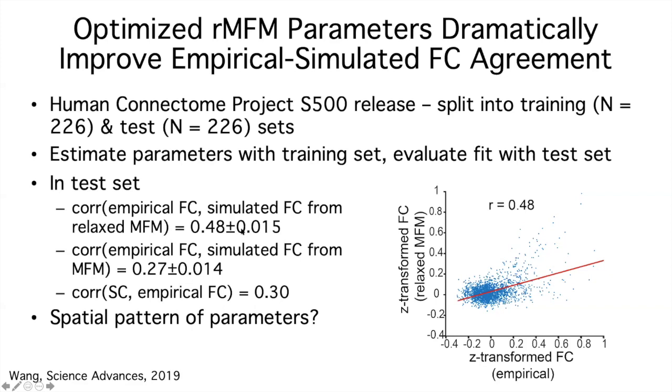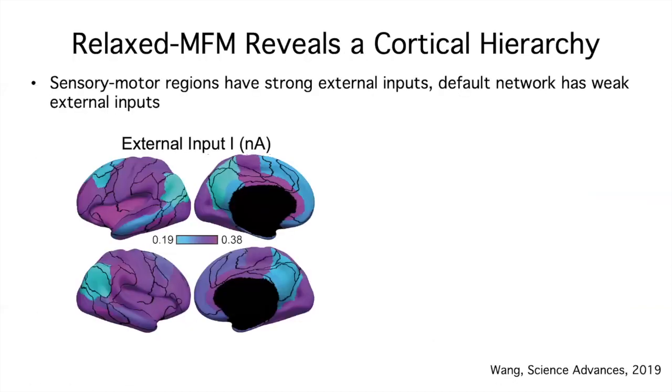So we get an improvement, but you know what? Is there a spatial pattern to the parameters, or are they just kind of random? What is very cool is that they are not random. So on the left is the external input currents for each cortical region. The purple color means that the input current is high. The light blue means the input current is low.